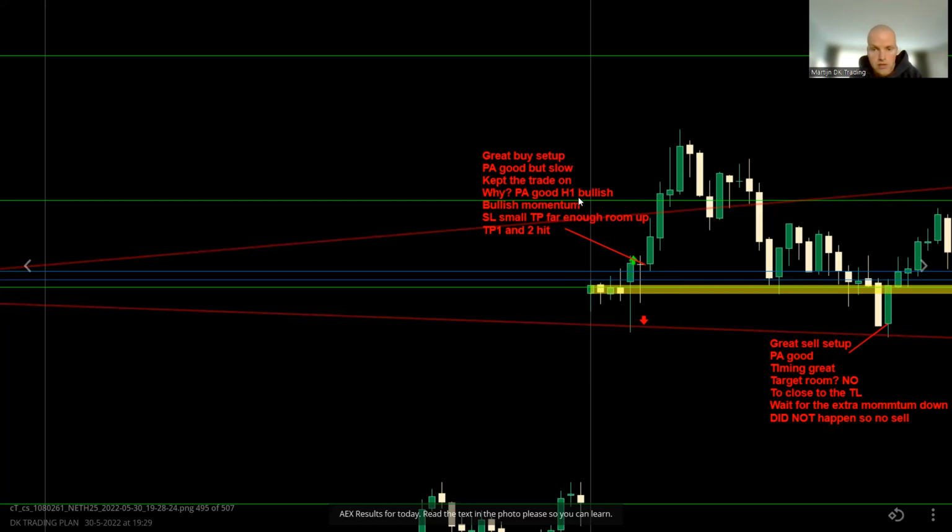Why? Price action good. H1 is also pretty important. It's bullish. We got bullish momentum. Small stop loss. TP far enough room up to get that TP1. This is the room, right? This is the room you need to get that TP1. And TP2 eventually got hit around here, I think.